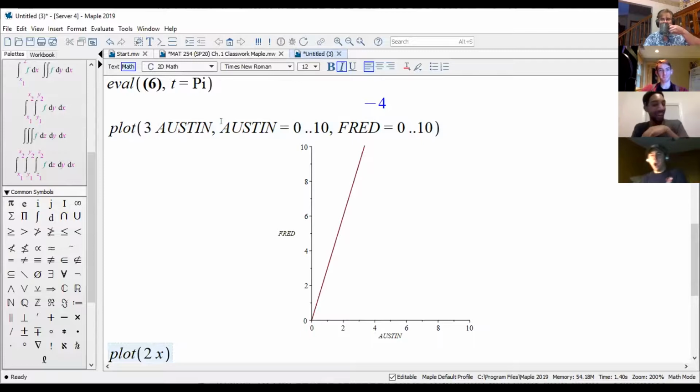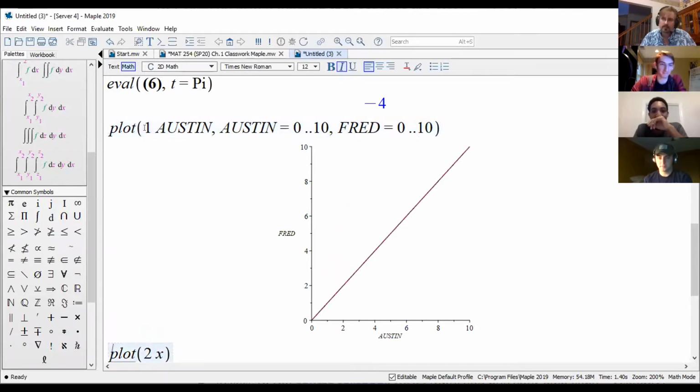Wow. So actually, the graph should be just 1 times Austin, because it's a one-to-one function. For every one Austin, you get one Fred. That's just the way it works.